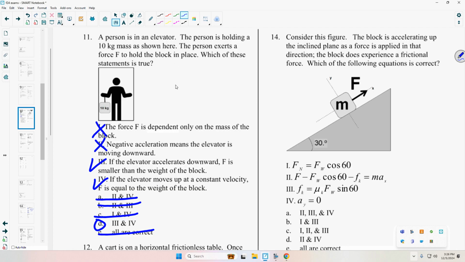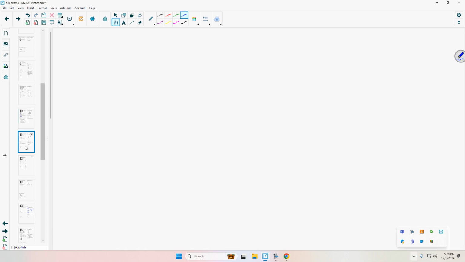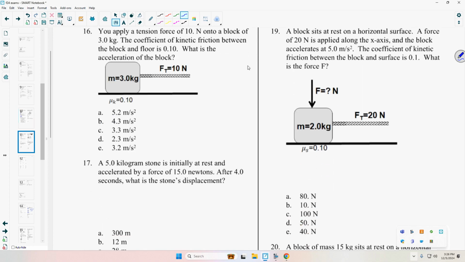All right, what else? Yeah. 19 on test 2. Sorry, excuse me. This is test 2, right? Okay. There were a couple of these problems. Y'all had difficulties with 16 and 19.